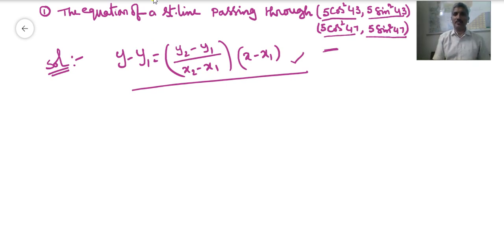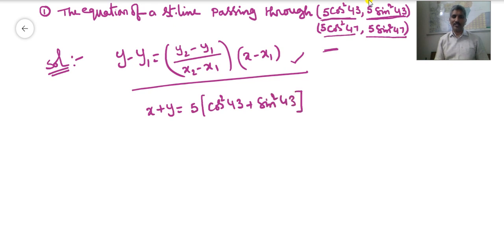Once you observe the points, what do we get when we add the x coordinate and the y coordinate? 5. Just observe here. The x coordinate plus the y coordinate is equal to 5 into cos² 43 plus sin² 43. Now cos² theta plus sin² theta is equal to 1. That's why the line equation is x plus y is equal to 5. That's the answer. So the equation of the straight line passing through these two points is x plus y is equal to 5. Right?